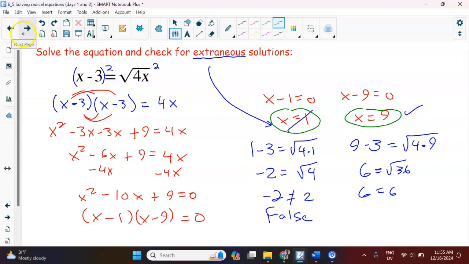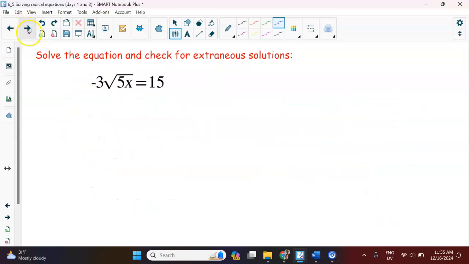Okay, so all we're going to do in this lesson is a couple more examples like that, really highlighting this idea of checking, plugging them in and checking for extraneous solutions. Okay, let's give this a shot. Pause the video, give it a try.